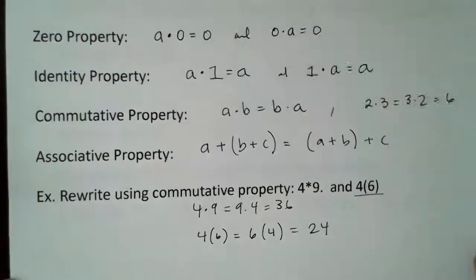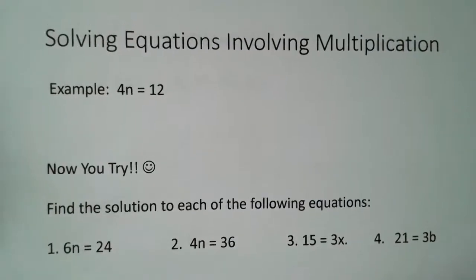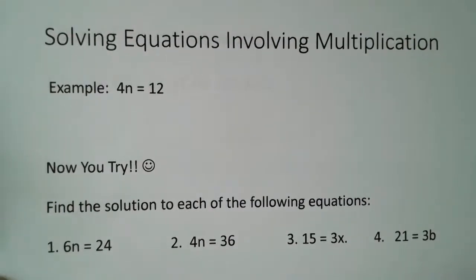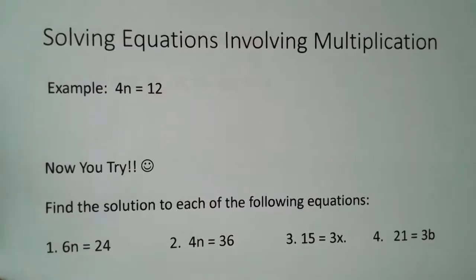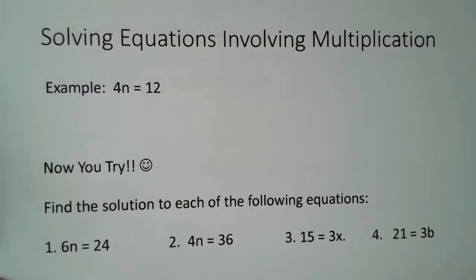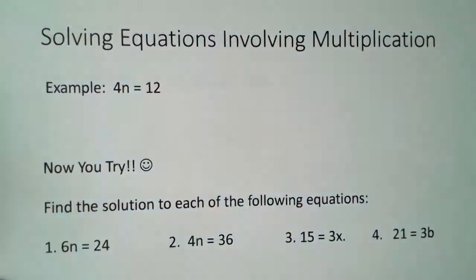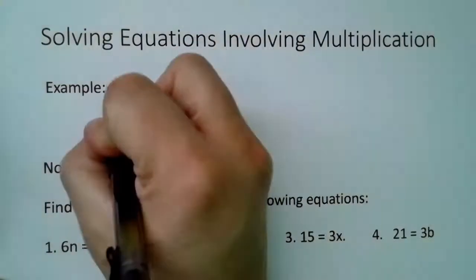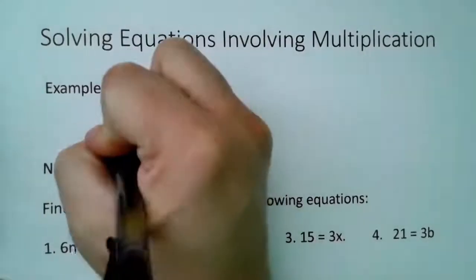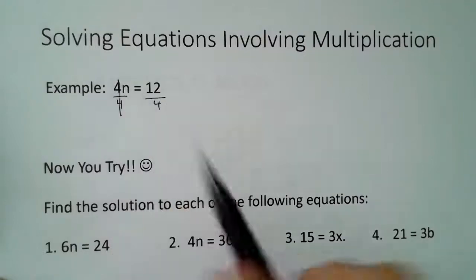So what if we want to solve equations involving multiplication? We can do this either mentally, or we can do what's called the inverse operation. What's inverse to multiplication is division. So if we have 4n is equal to 12, in order to undo the 4 and solve for n, we would divide both sides by 4. And usually we do it like this. We write a little line and say we're dividing, because 4 over 4 is 1. So on the left side you just get n, and on the right side 12 divided by 4 is 3. Now this makes sense because if n is 3, 4 times 3 is 12, and that's true.